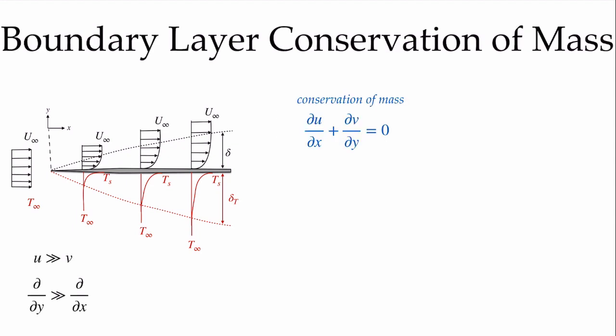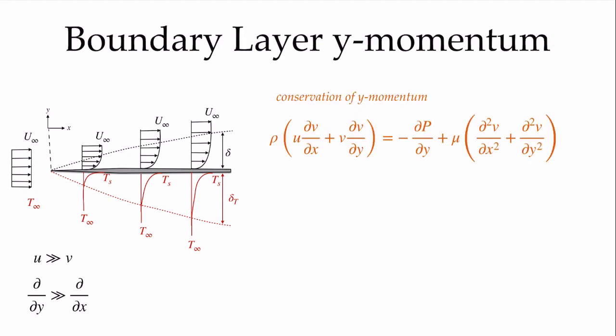Starting with conservation of mass, there's no simplification. We have the u, which is large, and changes in x, which are small. We have the v, which is small, but the changes in y, which are very large. And so we need to keep both of those terms, and conservation of mass is unchanged.